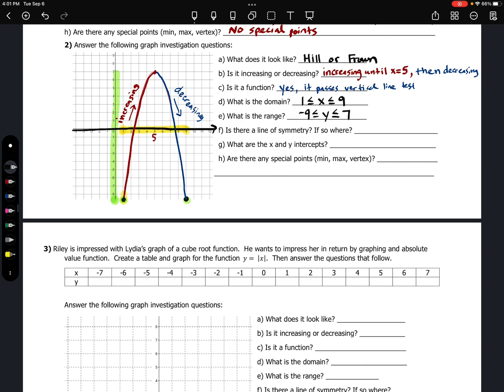Is there a line of symmetry? If so, where? I believe that we would have a line of symmetry on this one. If we took this and split this shape in half, it's going to have a reflection across that line. So we'll say yes. Now we have to talk about what this line is. Well, this line is the location where all of the x coordinates are 5. So we'll say it's where x equals 5.